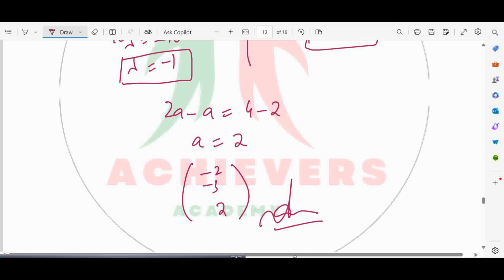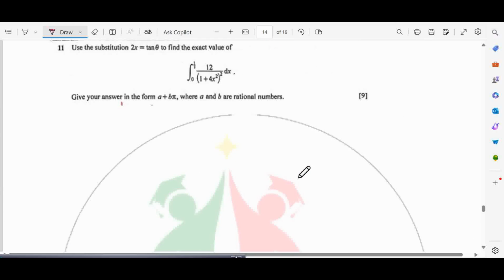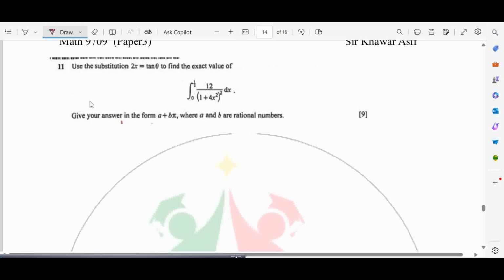Let's move to question number 11. Using the substitution, give your answer in the form a plus b pi, where a and b are rational numbers. This one is the 9-mark question and this will be the last question. Let's see how we can simplify it.